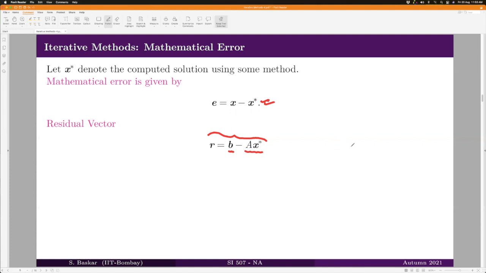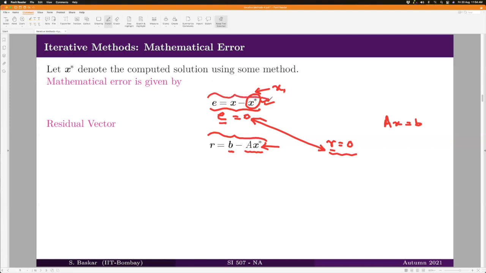Why? Because if you put X in the place of X star, then you can see that R is equal to 0, because we are solving the system AX equal to B. Therefore, if you replace X star by X, then AX is precisely B, and therefore R is equal to 0. That is similar to E also. If you replace X star by X, then you get E equal to 0. So in that sense, we can also view R as an error, but it is not precisely the mathematical error defined in this form, though it also resembles its important property. That is why we often call the residual vector the residual error.